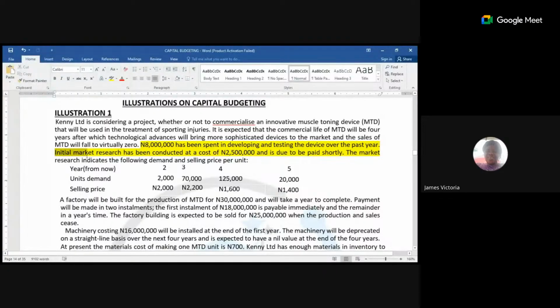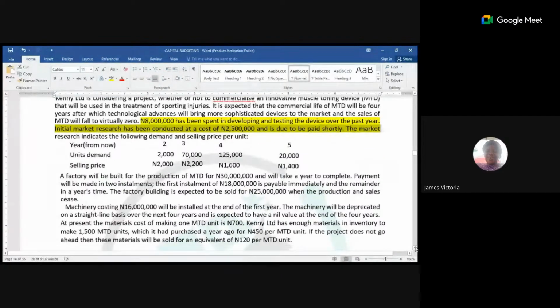Okay, please go ahead. Initial market research has been conducted at a cost of 2.5 million and is due to be paid shortly. Market research indicates the following demand and selling price per unit. Okay, thank you. This market research of 2.5, is it a relevant cost? Class, no. Irrelevant. Okay, that's fine. That is well noted. Right. Thank you so much for that.